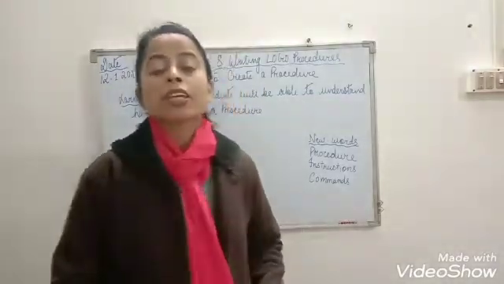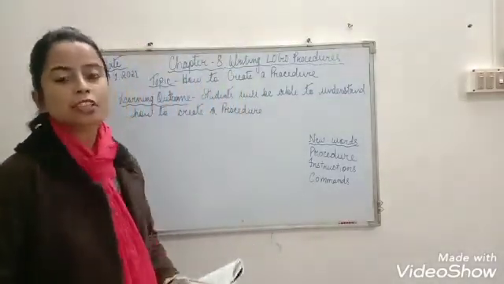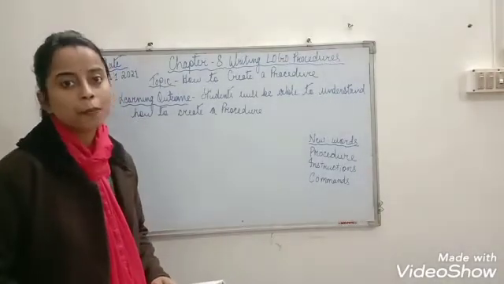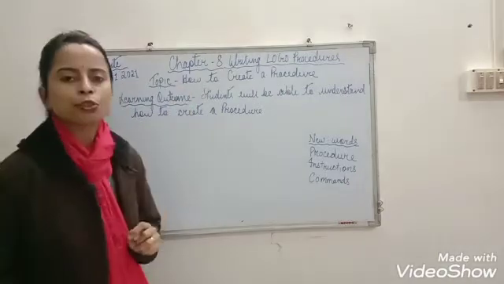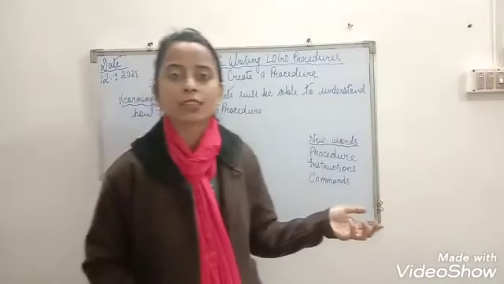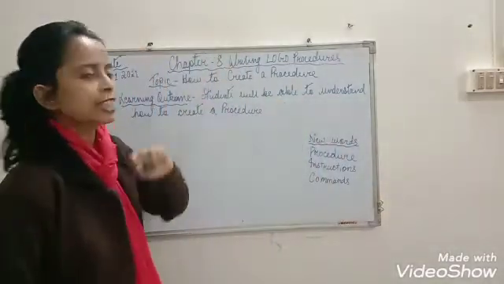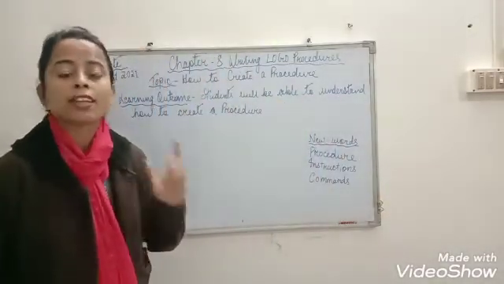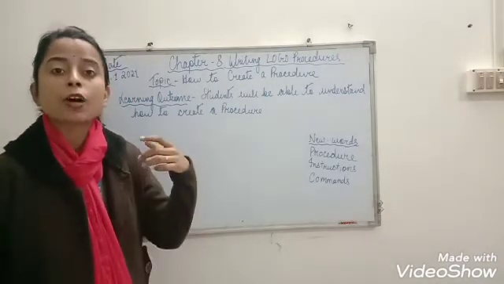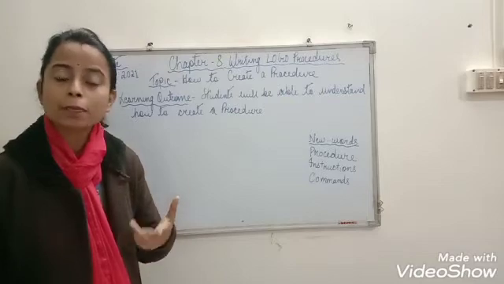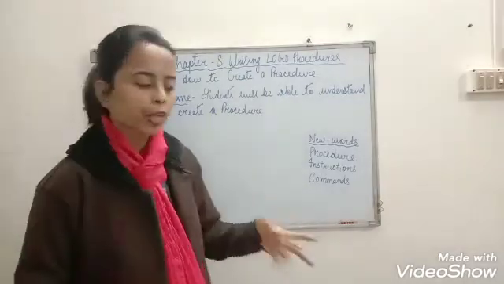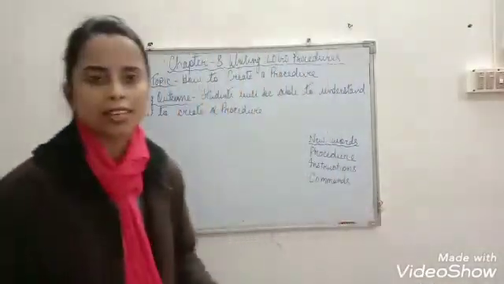So students, in our today's class, we are going to learn another topic from chapter 8, writing logo procedure. The topic is how to create a procedure. In our previous class, we had started chapter 8, writing logo procedure. There we learned the meaning of procedure, about logo procedure, then the parts of a procedure. Let's give a quick recap of what we had learned in our previous class.